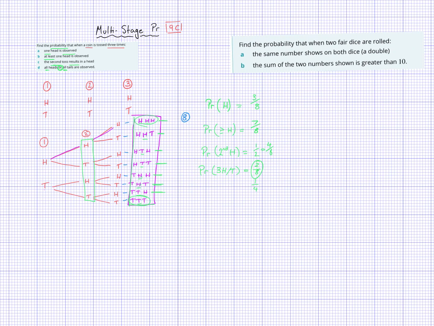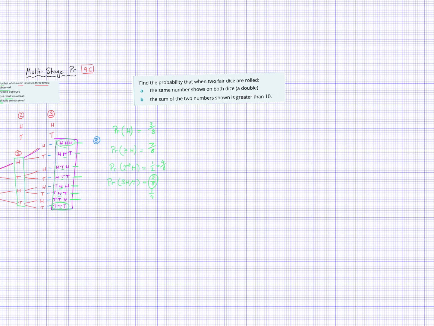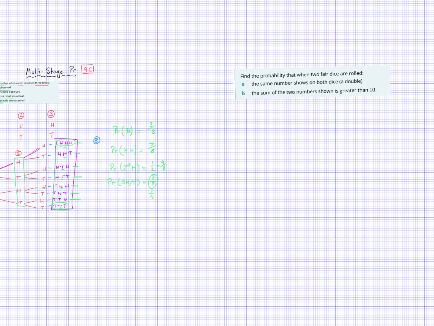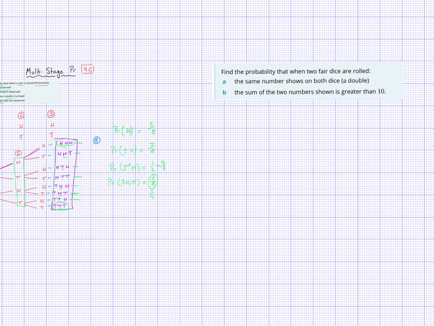And this is another classic example that we see quite frequently in probability and methods. So we've got: find the probability that when 2 fair dice are rolled, the same number shows on both dice, and the sum of the 2 numbers shown is greater than 10.